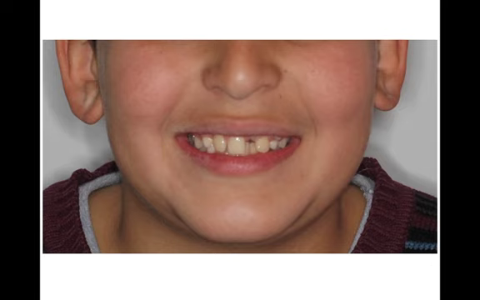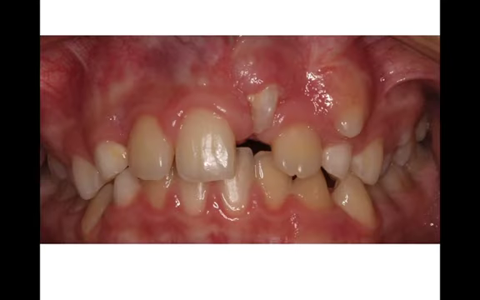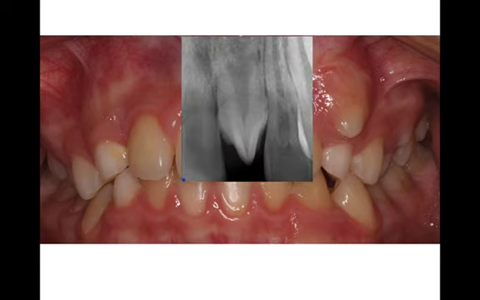You can see this patient here, he's smiling, and you can see that the central incisor and lateral incisor on the right side have erupted, and the central incisor and lateral incisor on the left side have erupted as well, but there is a space indicating a missing central incisor, and this is intraorally. You can see here that we have a tooth that is erupting in the mucosa. In fact, this tooth is a supernumerary tooth that blocked the eruption of the central incisor.